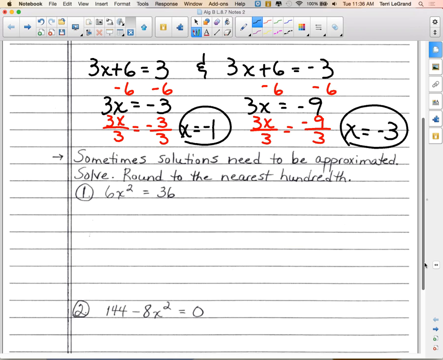So the square root of 7 is approximately 2 point, rounded to the nearest hundredth. 7, that's tenths. 2 and 7 tenths, that's that rounded to the nearest hundredth.